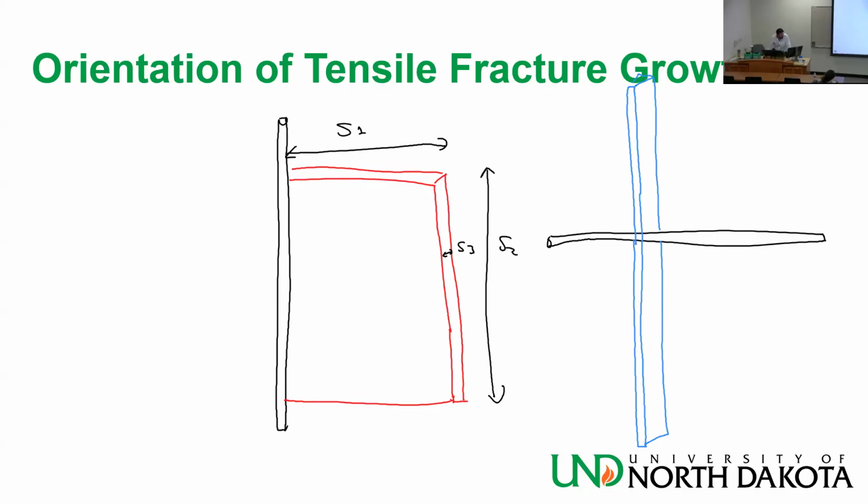First, when you see something like that, ask yourself one thing: how did the fracture open? Against what did it open? It opened against S3. So this one is S3. So you are telling me now the S3 is parallel to the lateral, to the well, right? Yes. And then you have two remaining.